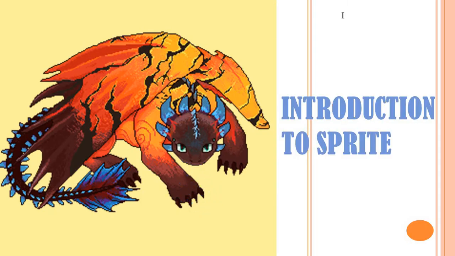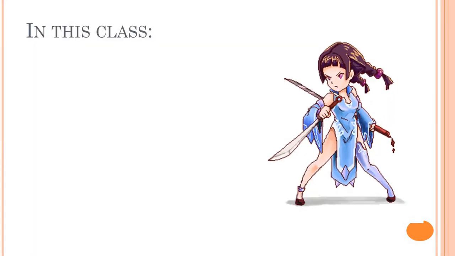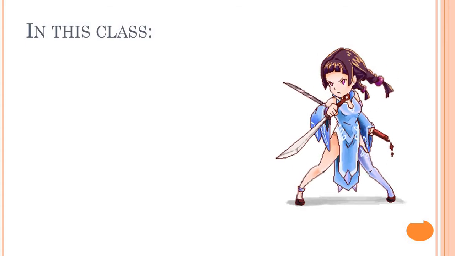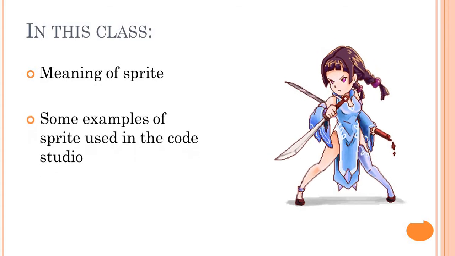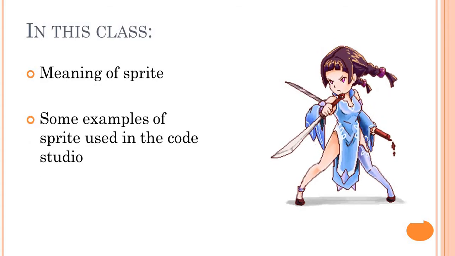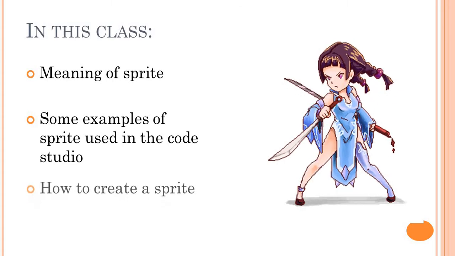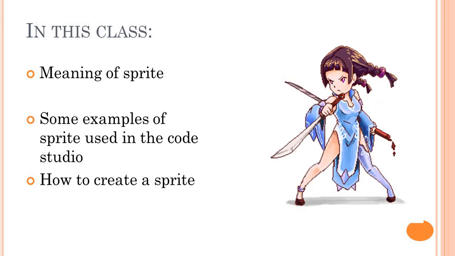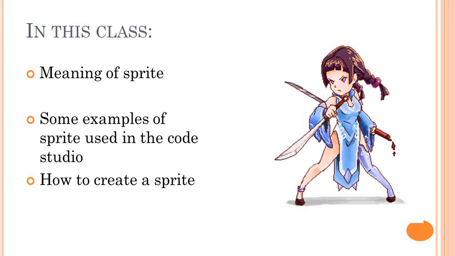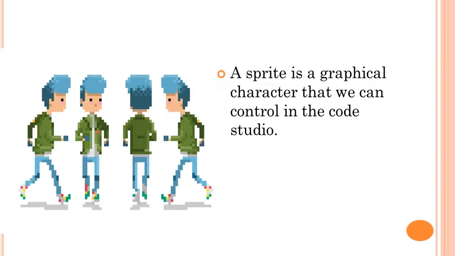In this class, we are going to be looking at the introduction to SPRITE. Now, when I say SPRITE, many of us would think that it is that drink that we take that is produced by Coca-Cola. No, it is not. In this class, we'll look at the meaning of SPRITE. We'll look at some examples of SPRITE used in our code studio and how we can create a sprite. Looking at this picture, you can see an example of a sprite already. So let's move on. Now, what is a sprite?